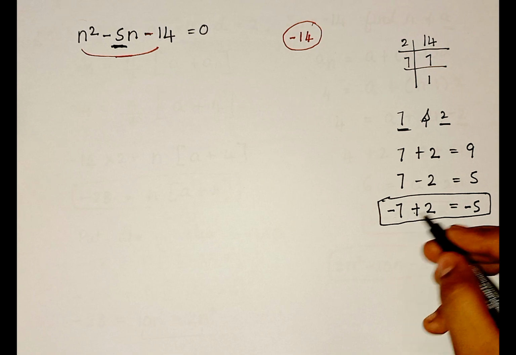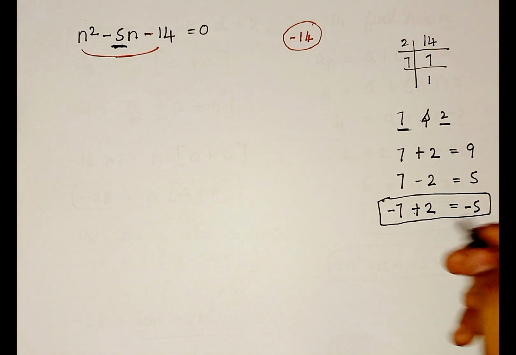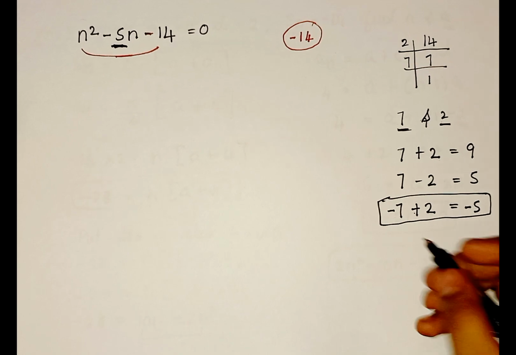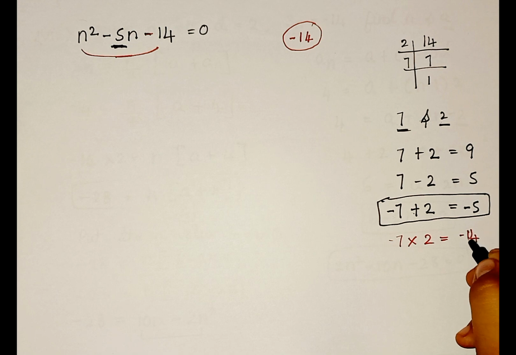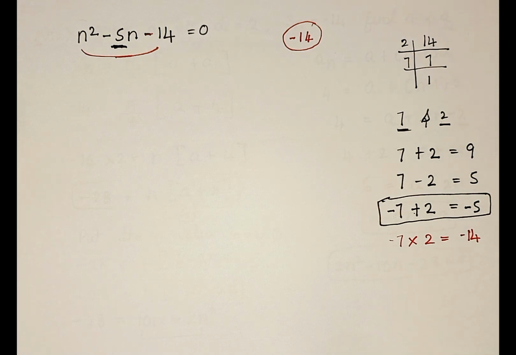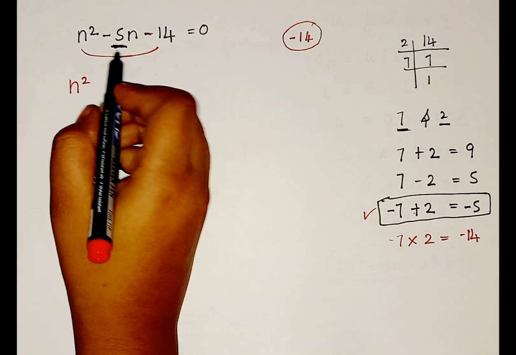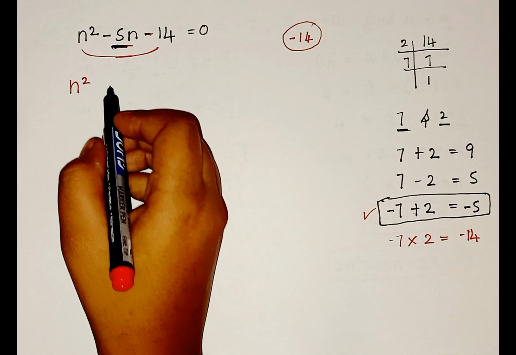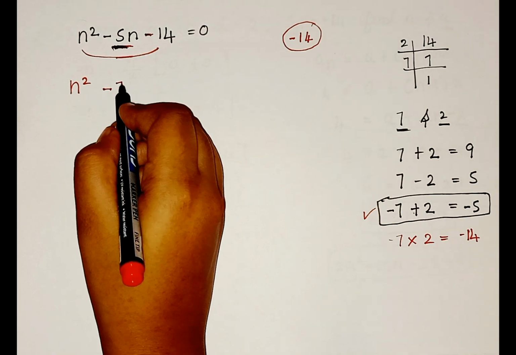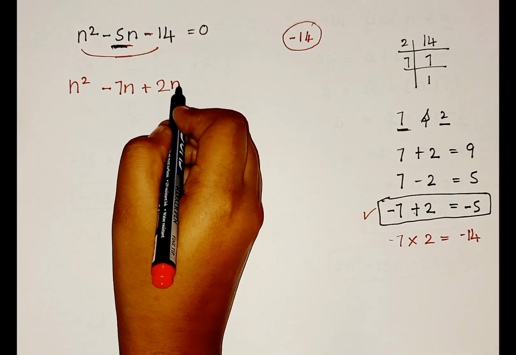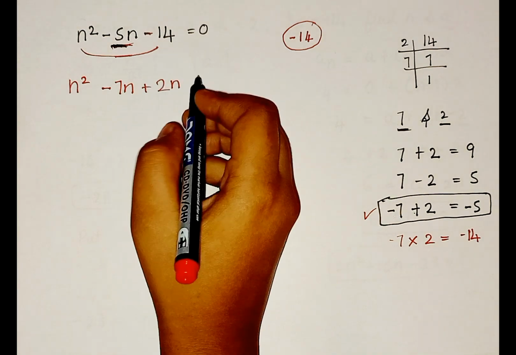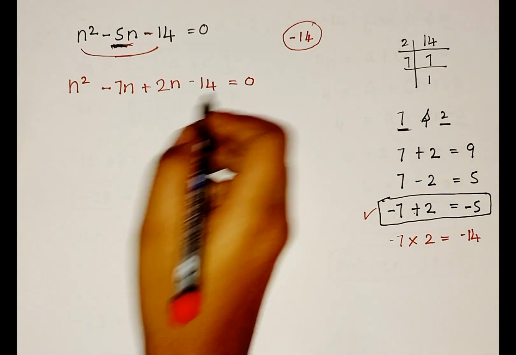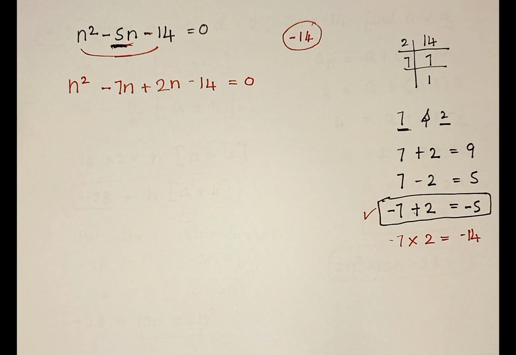One more thing I would like to say is, when we multiply it, we have to get minus 14. So minus 7 into 2 is minus 14. So we got the values. We can actually substitute this right over here. So n square as it is, in the place of minus 5n, we can write minus 7n and then plus 2n. Here the n belongs to 7 as well as 2. Now minus 14 as it is and is equal to 0. I hope you guys can understand it, isn't it?